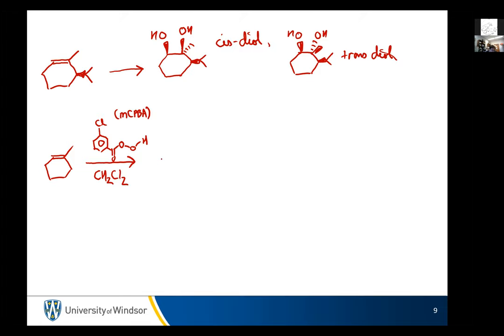And what we're going to make is an epoxide. I'm just going to start with the simple version first. No. I'm going to keep Dr. Eichhorn's favorite isopropyl group.